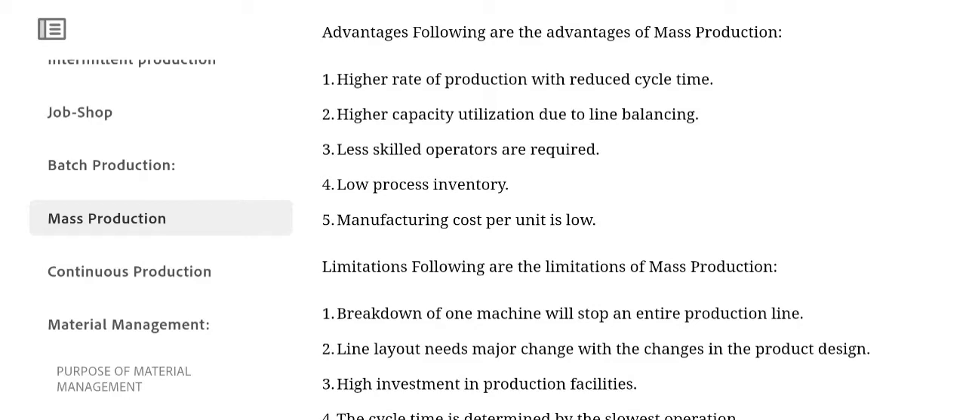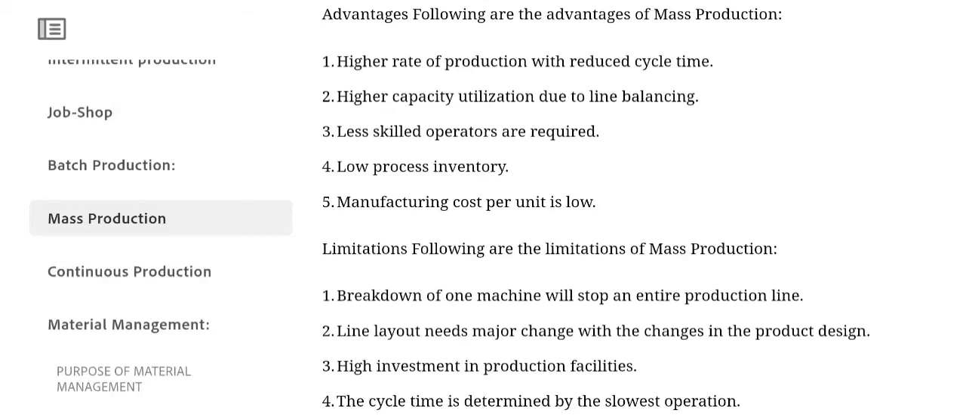After that, less skilled operators are required. There are special purpose machines that we have, as we already saw. So we don't require any kind of skilled operator. We just require an operator who can operate the machines. After that, low in-process inventory. Inventory is already managed and stored in the backyard, due to which you don't need to process the inventory because it is already fixed with the machines.